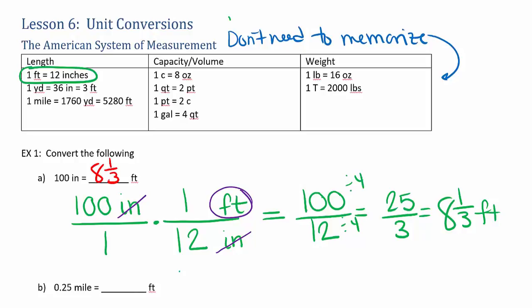So the idea is you have to really keep track of those units and make sure that they will cancel out, the old units cancel out, and you're left with the new units. So let's try example B. We're going to do miles to feet. And so here's my conversion factor. 1 mile is 5280 feet.